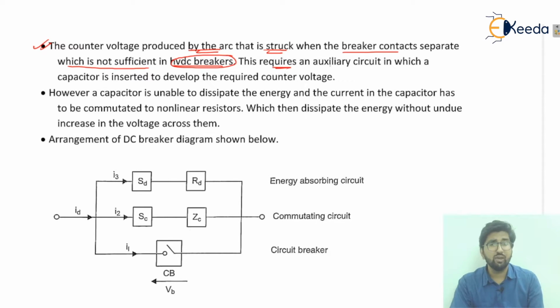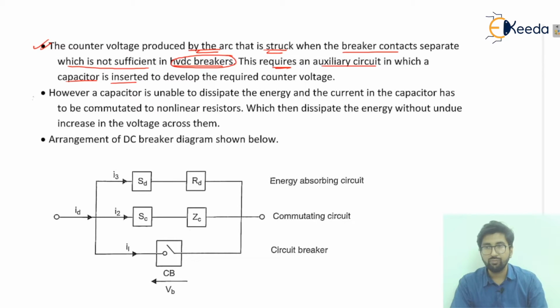This requires an auxiliary circuit in which the capacitor is inserted to develop the required counter voltage. So that is actually for the AC system. If we are talking about the DC systems, that will require an additional circuit, or you can say an auxiliary circuit, in which there will be a capacitor inserted to develop the required counter voltage. That additional capacitor is going to provide the required counter voltage there.